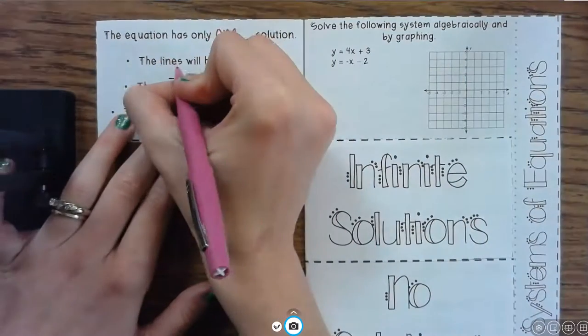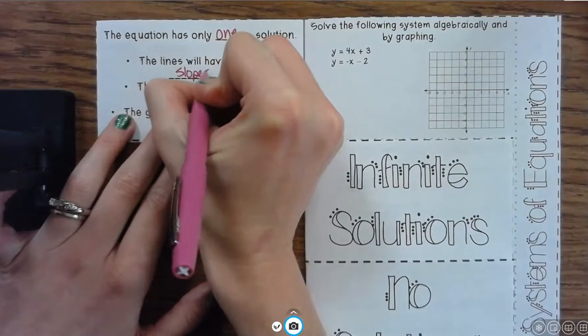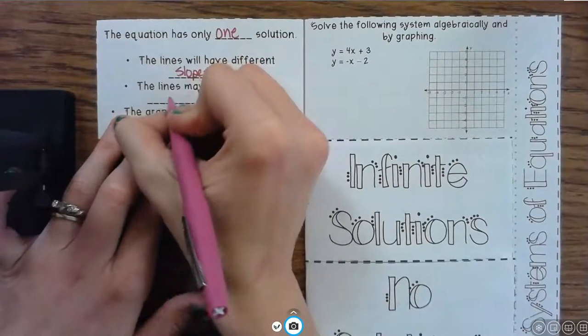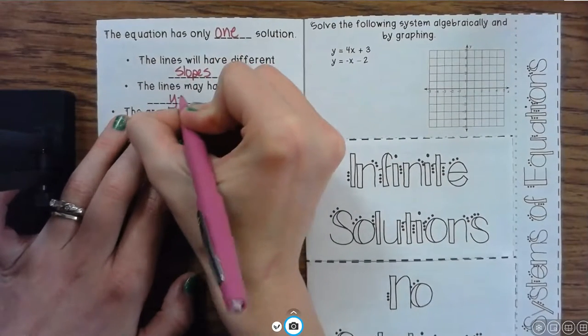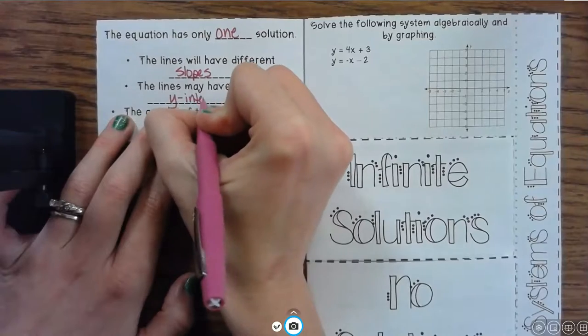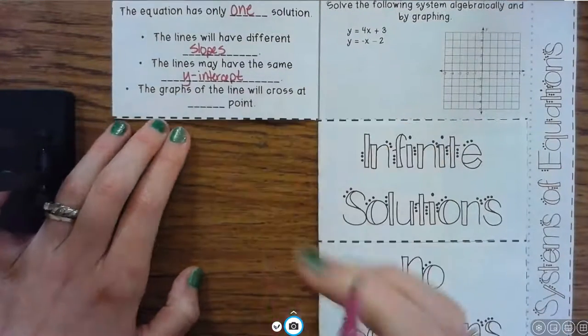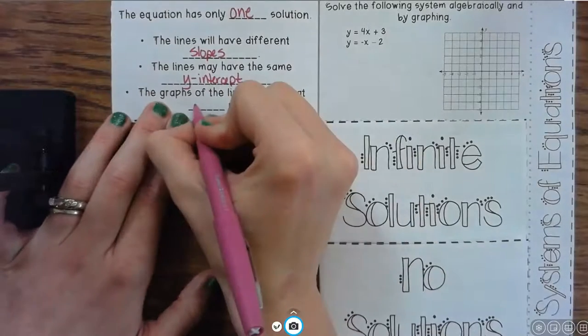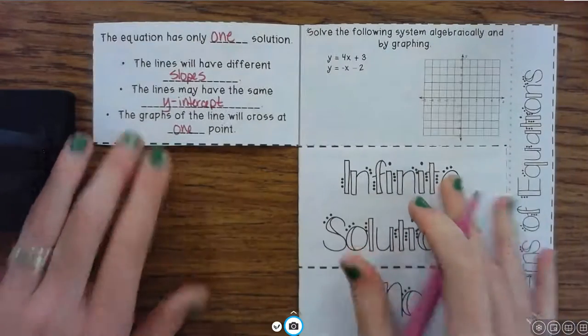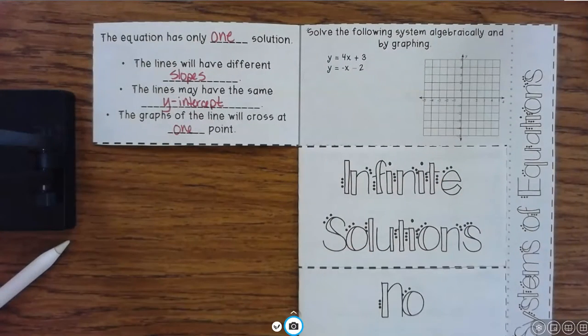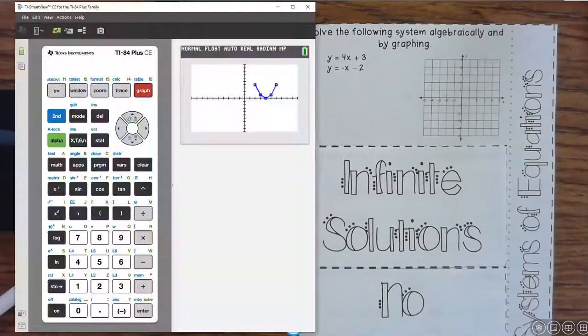The lines will have different slopes. The lines may have the same y-intercept. And the graphs of the lines will cross at one point. So we can graph these by hand, and you can also graph these using a graphing calculator. And the TI-84 and Inspire both will do systems of equations for you.